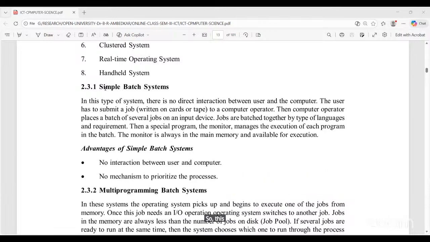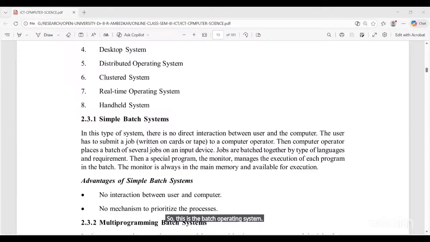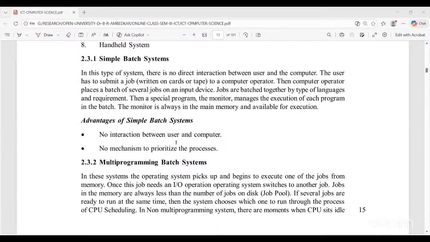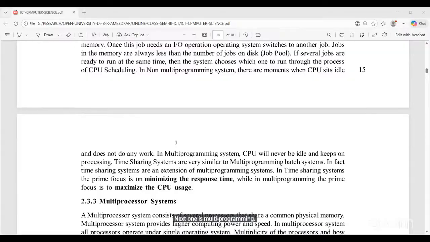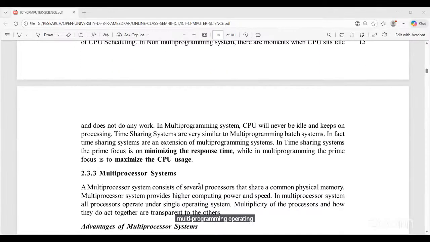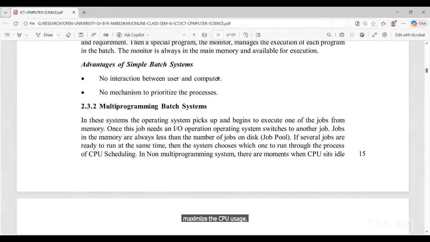So this is the batch operating system. Next one is multi-programming operating system. Here one concept is to minimize the response time and maximize the CPU usage.